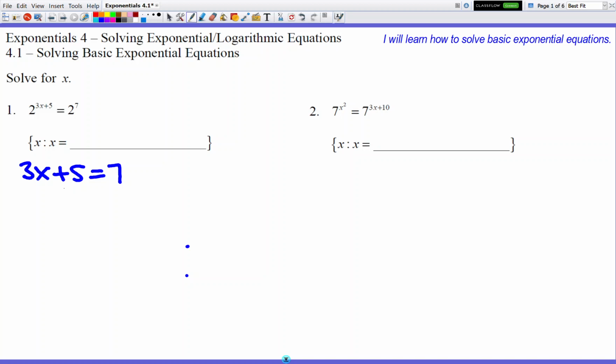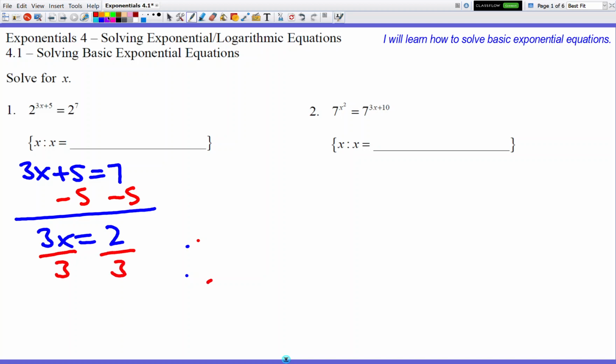So let's get rid of this 5. How do I get rid of the 5? Just subtract 5 from both sides. Then we get 3x equals 2. Then you divide by 3, and you get x equals 2/3. And there you go, that's your answer.